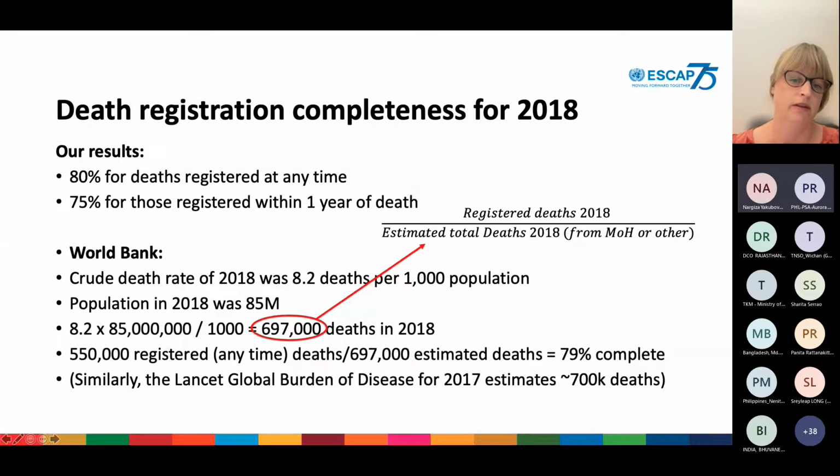Or say that we looked at the Lancet Global Burden of Disease. Sometimes they also provide death estimates for certain years for most countries in the world. If we use that and get something similar, around 700,000, then we've looked at three different sources and they all triangulated around the same number. That would make us feel a little more confident about our results at the national level.